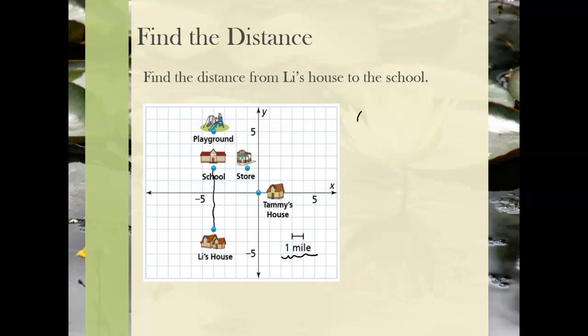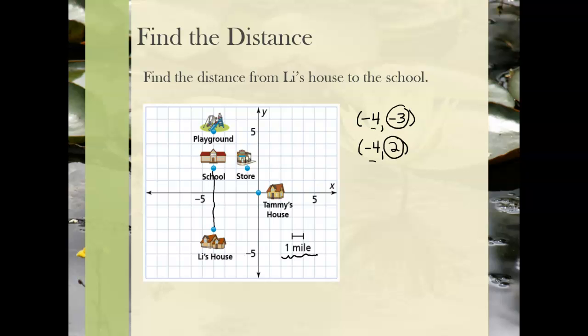Lee's house is located at -4, -3. The school is located at -4, +2. Since these 2 locations are in 2 different quadrants, we are going to add the absolute values of the unlike coordinates. When we look at the ordered pairs, we see that the x-coordinate of -4 is the same for both Lee's house and the school. Therefore, we will add the absolute values of the unlike coordinates, which are the y-coordinates.